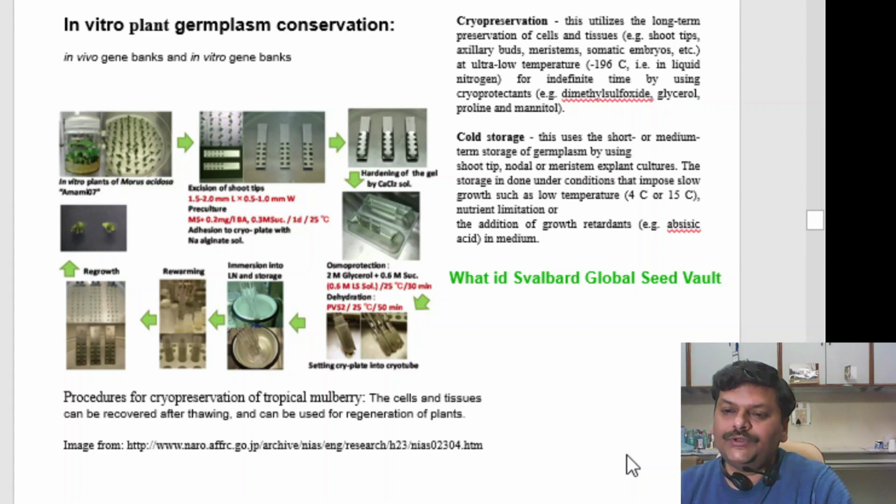The second method is short-term storage of germplasm, which is cold storage. In this case, if we need to store our germplasm only for a few months or a few years, then we can put these artificial seeds at a temperature of around 4 degrees centigrade, and as and when required, take them out and do normal plant tissue culture practices with them. This way we use plant tissue culture methods for germplasm conservation.